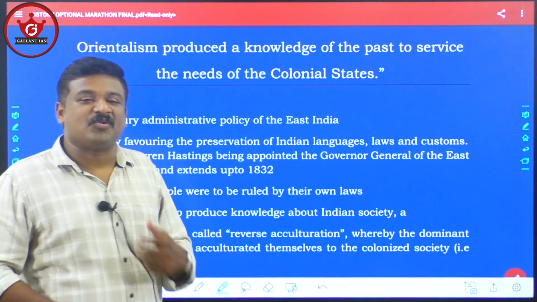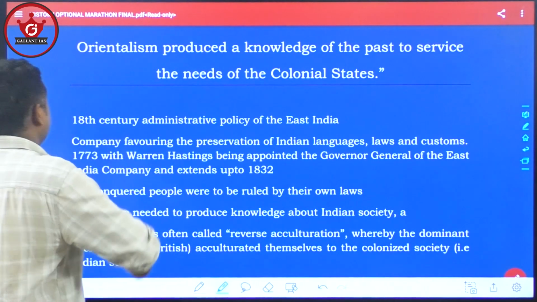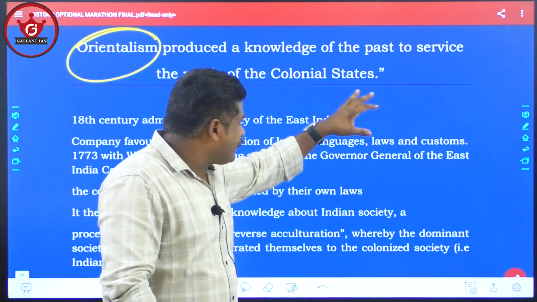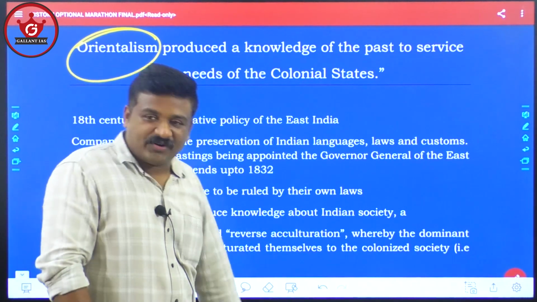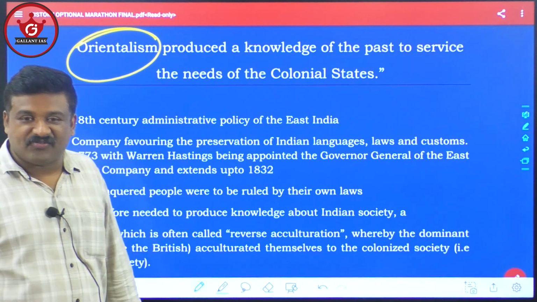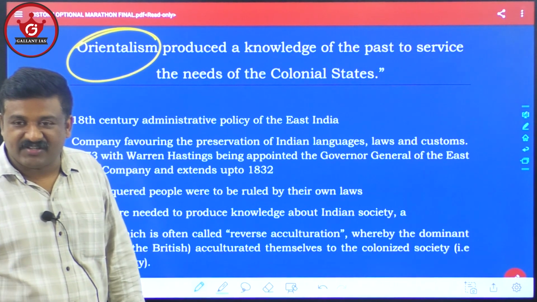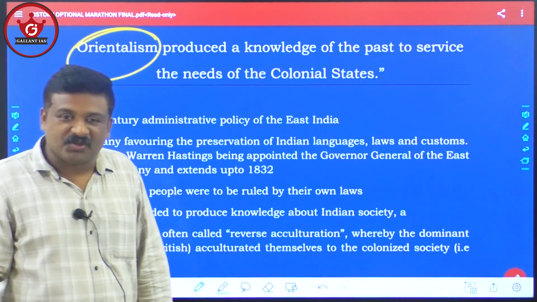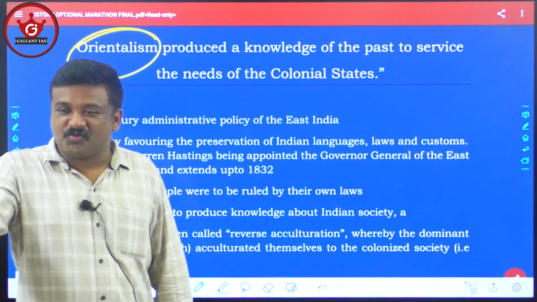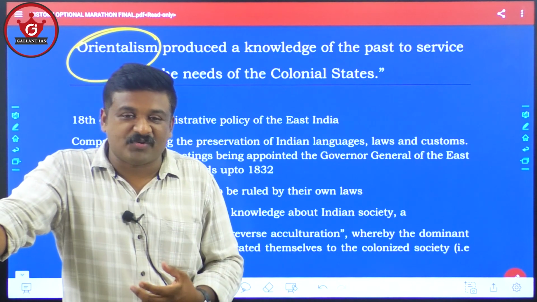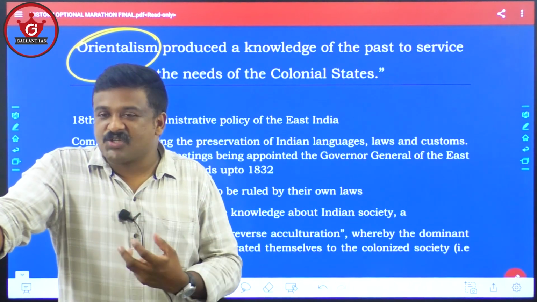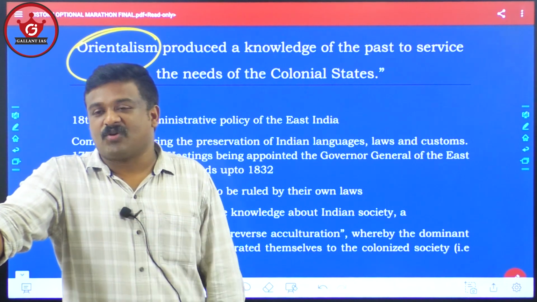So Orientalism, what is Orientalism? Orientalism produced knowledge of the past to serve the needs of colonial states. Am I right? Orientalism was the tool they utilized for effective administration of Indian states according to British taste. It is an idea or a tool introduced by the British to satisfy the needs of the colonial government here.